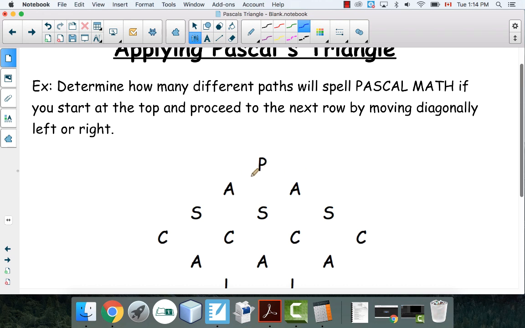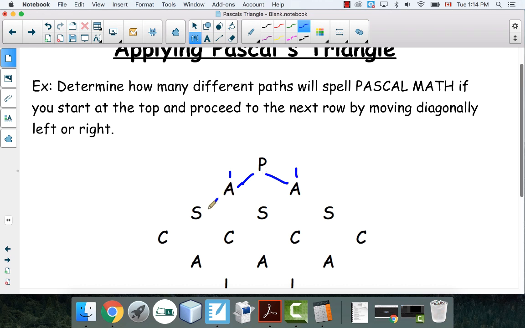So the way we do this is this. I'm going to start labeling things. What I usually do is label on top of each letter. So how many ways can I get to this letter A right here? Well, the only way I can get to it is from the P, and it's one pathway. There's one way of getting there. So this letter A over here, again, one pathway. It's only down here, only one way of getting to that A.